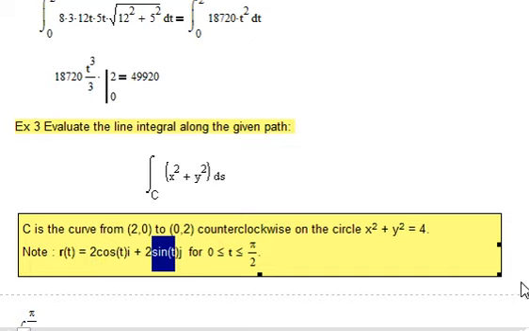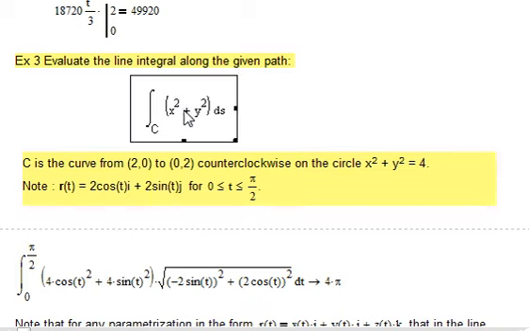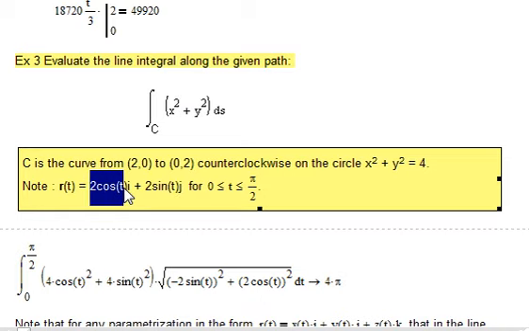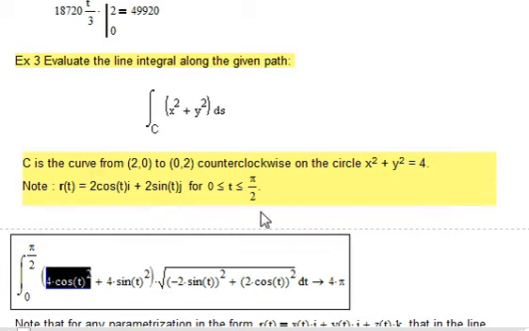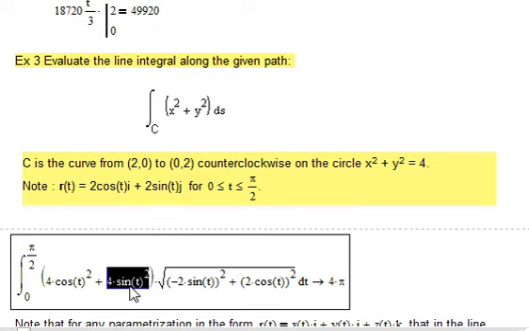So we're going to have 2 times cosine of t, squared. So our x squared is this squared. So we got 4 cosine squared of t. We're going to have y squared, so 2 times sine of t, squared, so that's 4 sine squared of t. Notice this is just 4 times cosine squared t plus sine squared of t, which is 4 times 1.